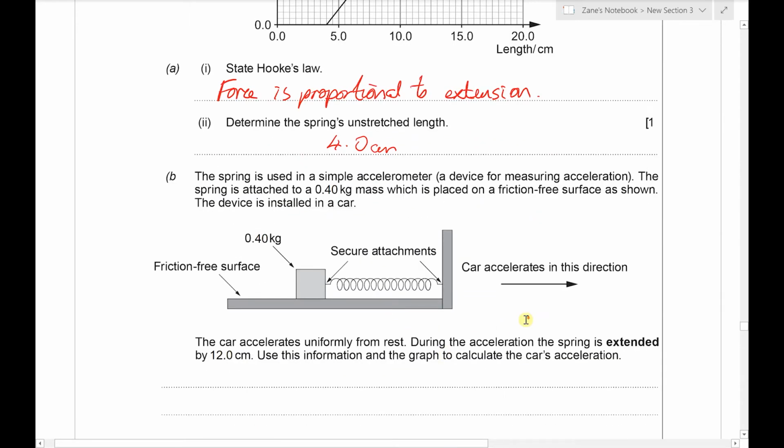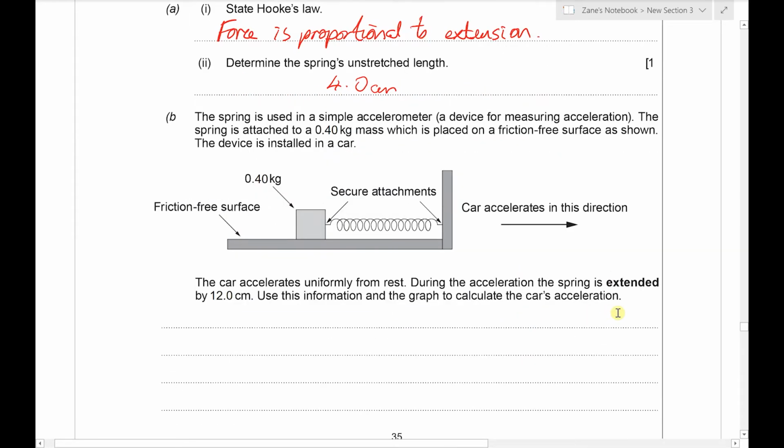Next, the spring is used as a simple accelerometer, a device for measuring acceleration. The spring is attached to a 0.4 kilogram mass, which is placed on a friction-free surface as shown, and the device is installed in a car. The car accelerates uniformly from rest, and we've got to calculate the acceleration when the spring is extended by 12 centimeters. We're going to use this information and the graph to calculate the car's acceleration.